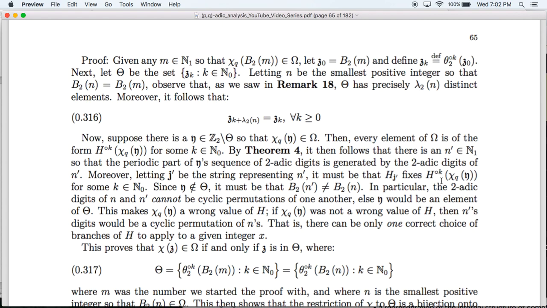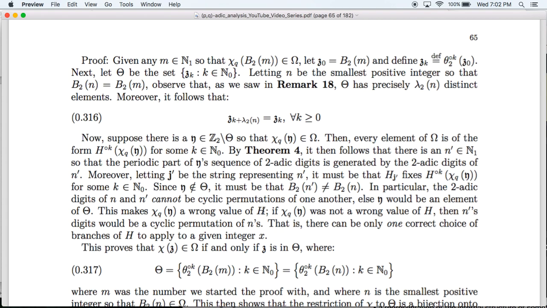Why? Because when we apply this sufficiently many times, all we need to do is make it apply h a sufficiently large number of times such that the two adic digits of chi-q of y are then generated by the sequence of digits here. In particular, the two adic digits n and n prime cannot be cyclic permutations of one another, because we assumed that y was not in that set of permutations. But then this makes chi-q into a wrong value of h.